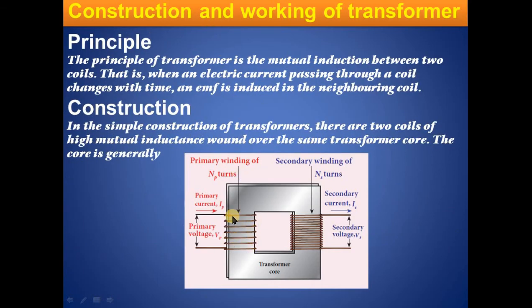This is the primary coil. This is the secondary coil. NP is the number of turns in the primary coil. NS represents the number of turns in the secondary coil. Then IP represents the current passing through the primary coil. IS represents the current passing through the secondary coil. VP represents the primary voltage. VS represents the secondary voltage.